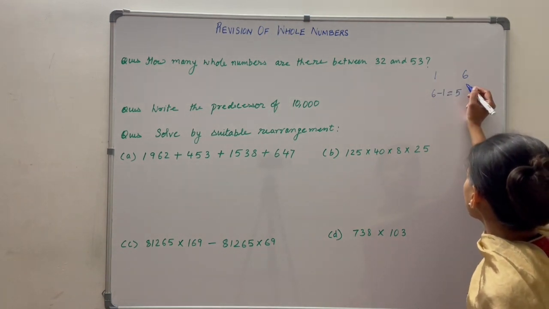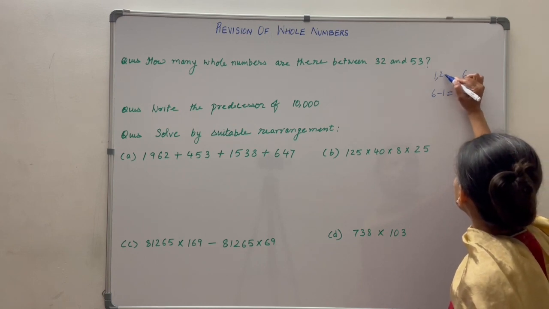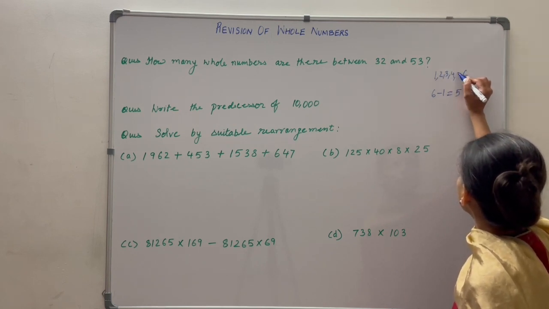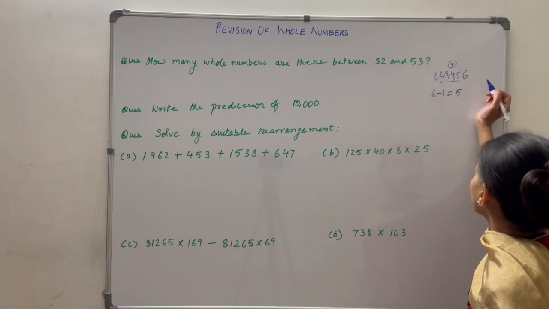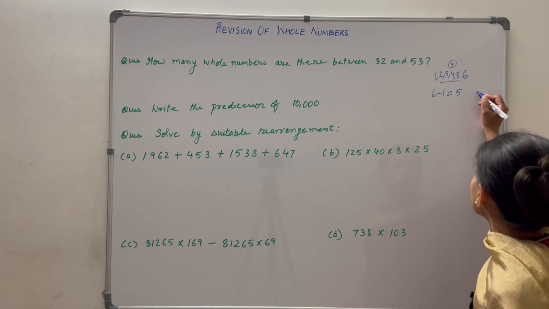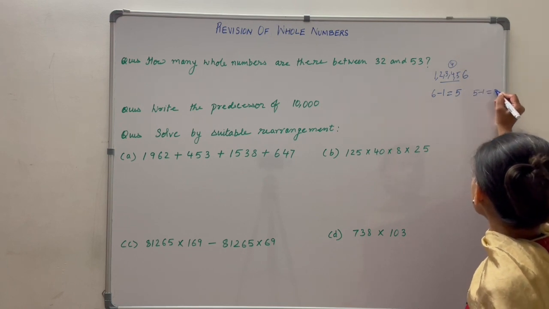So let's see, there are 5 numbers between? So 2, 3, 4 and 5. There are only 4 numbers here between 1 and 6. So if you subtract 1 from 5, you will get 4.